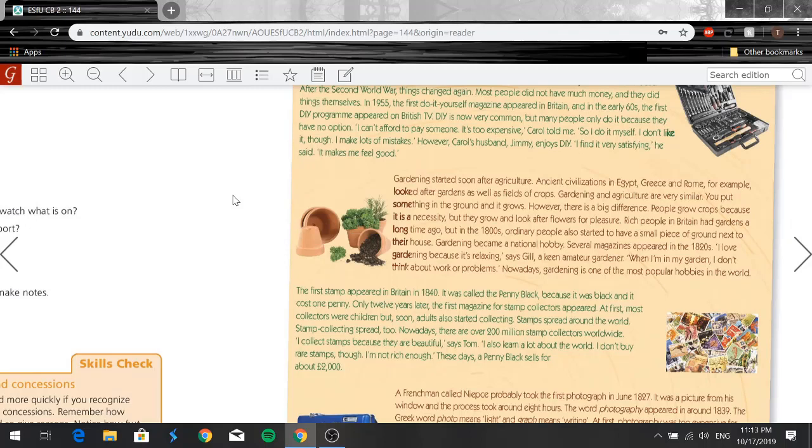I love gardening because it's relaxing, says Jill, a keen amateur gardener. When I'm in my garden, I don't think about work or problems. Nowadays, gardening is one of the most popular hobbies in the world.